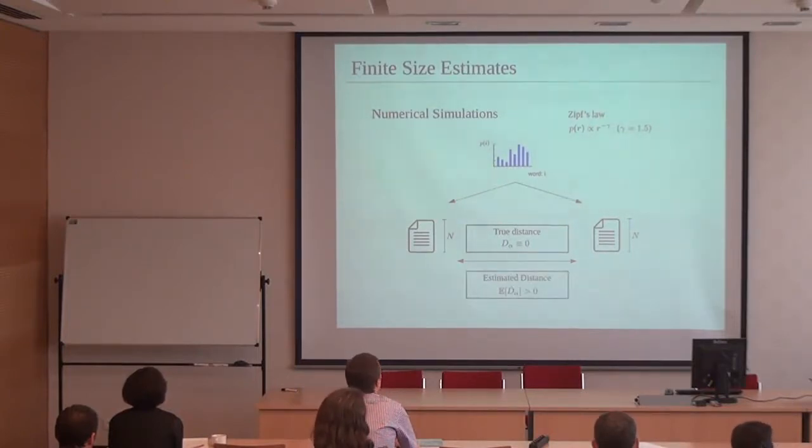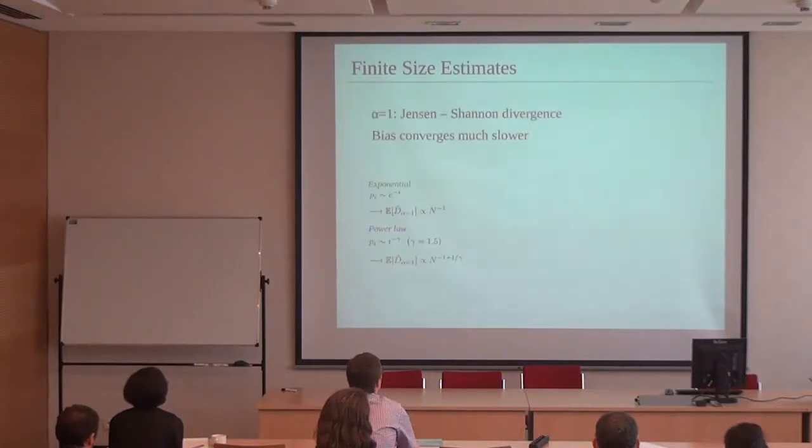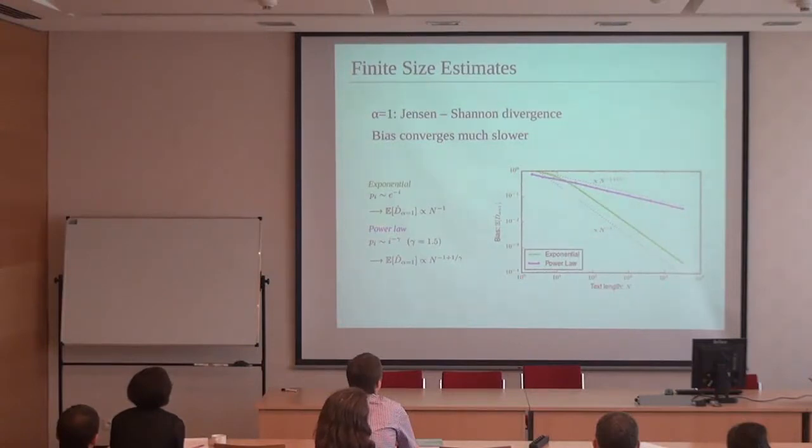So we know the true distance between these two texts should be 0 because we generated them from the same distribution. It's trivial, right? But since those two texts are of finite size, the estimated distance will always be finite. It's always larger than 0. And I will now show, first, just looking at the normal Jensen-Shannon divergence, the very simple case that people usually use, as a function of the text length, what is the bias that we measure?